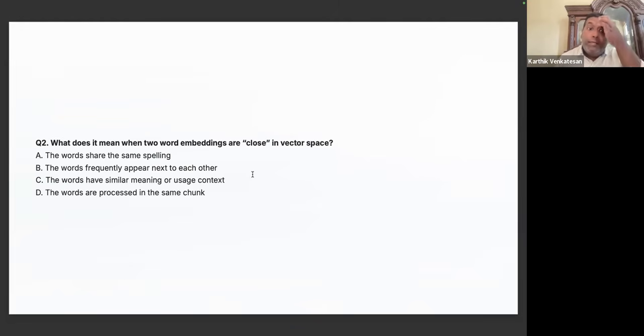What does it mean when two word embeddings are close in vector space? A: The words share the same spelling. B: The words frequently appear next to each other. C: The words have similar meaning or usage context. D: The words are processed in the same chunk. Okay, most of the answers are C. I see one B.